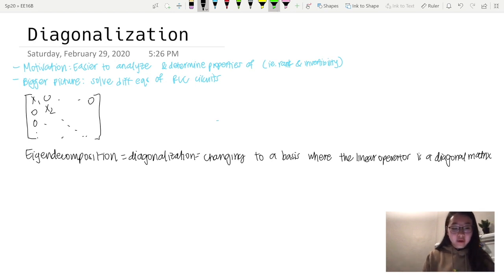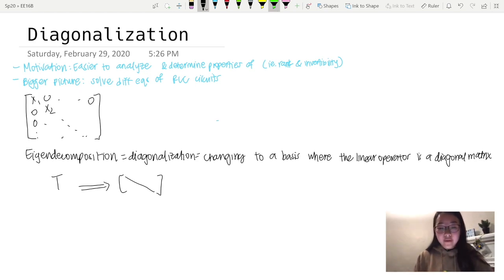What this means is say that you start off with a matrix T. You want to find the appropriate basis where if you transform T to that basis, then the resulting matrix that represents the same linear operator will now be a diagonal matrix. And what you'll find out is that the basis you would usually want to change to is the eigenbasis of the matrix. So in this example, it would be the eigenbasis of T.